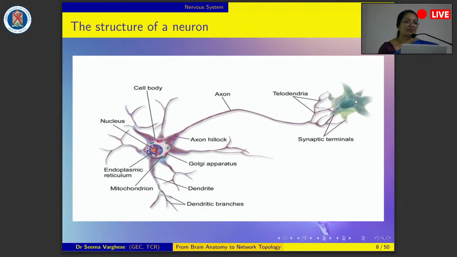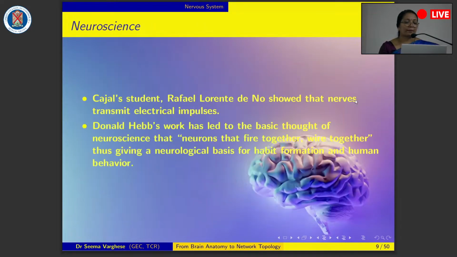So can you see a graph structure here? Yes. This is the point where neuroscience meets graph theory. And there is one idea which was put forward by the student of Ramon y Cajal, that is Donald Hebb. The statement was that neurons that fire together, wire together. That is the answer to my question. Neurons that fire together, wire together.